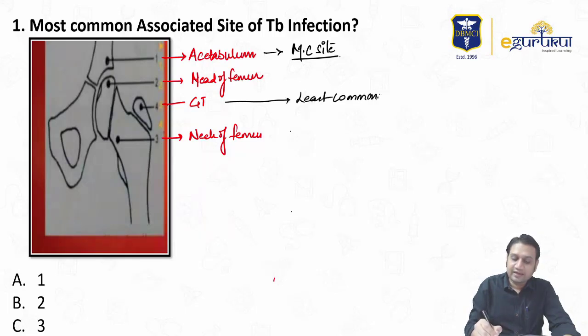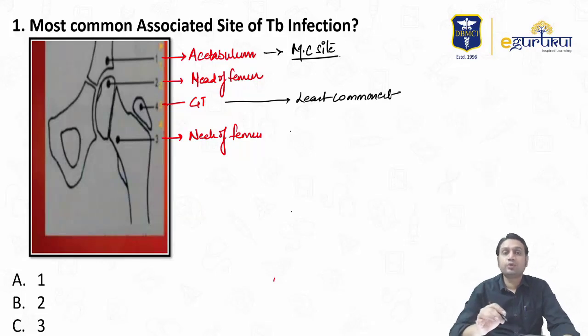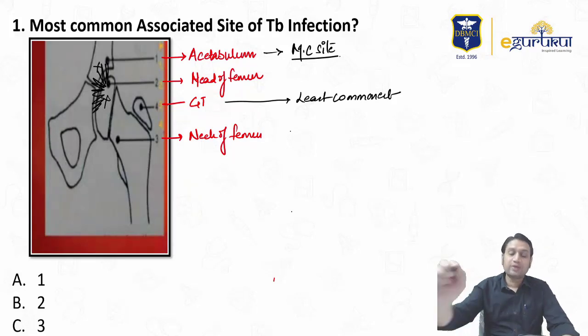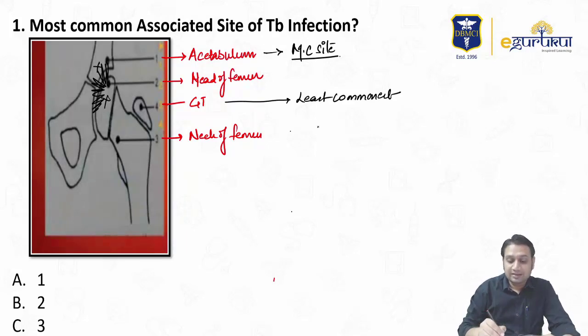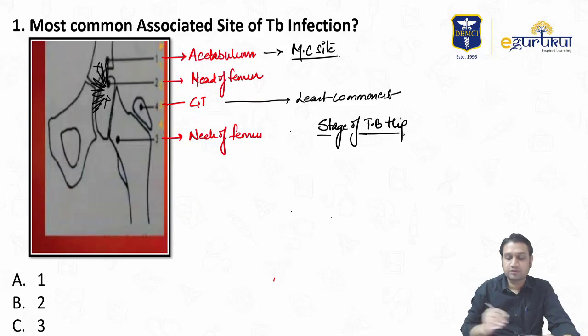Now you can easily understand that sites 1 and 2, the acetabulum and the head of the femur, are the commonest sites. So what will be the most common complication in regard to the joint? This joint has a tendency to get destroyed because it's a weight bearing joint, right? What else do you have to remember in tuberculosis of the hip joint? Do remember the stages of tuberculosis of the hip joint. What are the important things you must remember here?